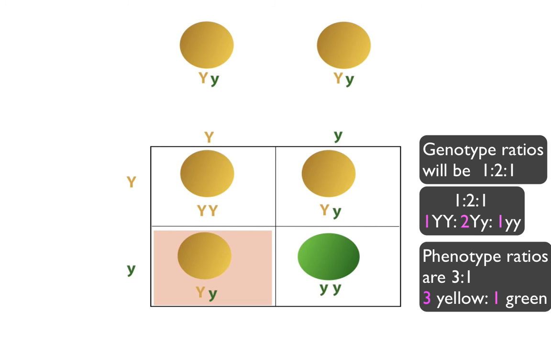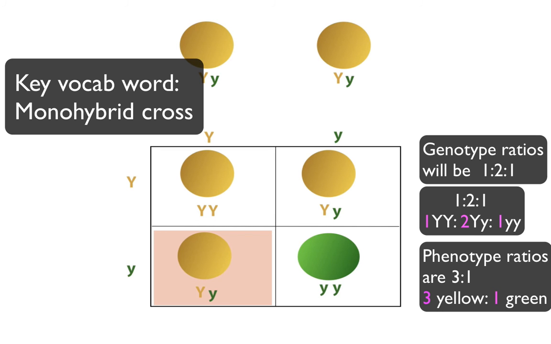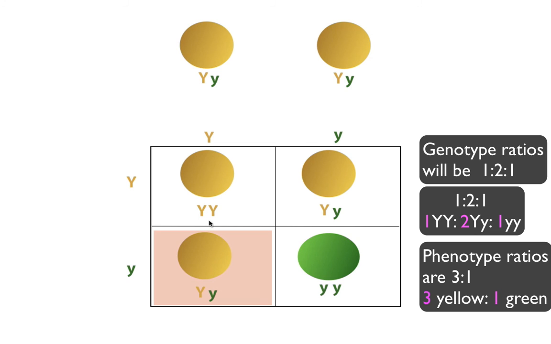Mono, one, meaning this Punnett Square is only dealing with one particular trait, and that is the color of the pea. Is it going to be a yellow pea or is it going to be a green pea? Okay, so the Punnett Square helps us to find the probability, which is phenotypically speaking, this is a 3-to-1 probability. This is a 3-to-1 ratio. That means there's going to be 3 yellow and 1 green.